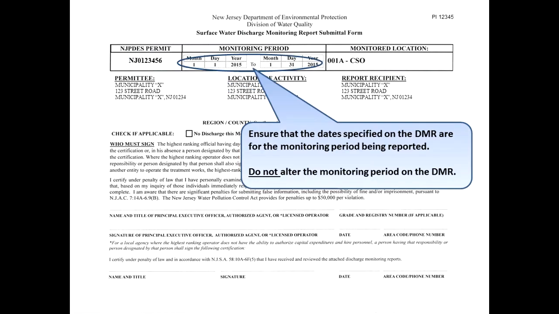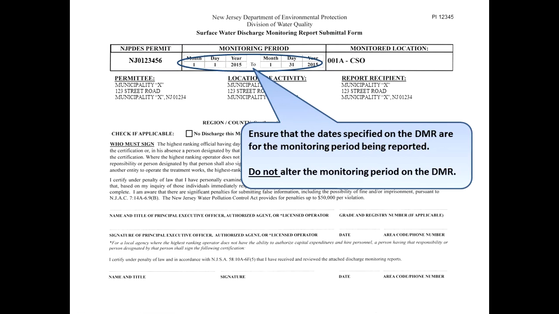At the top of the form, you will also find the monitoring period for which data is being reported. Permittees should ensure that the monitoring period dates specified on the DMR submittal form correspond to the monitoring period for which their data is being reported. Please note that the monitoring period dates must not be altered on the form.